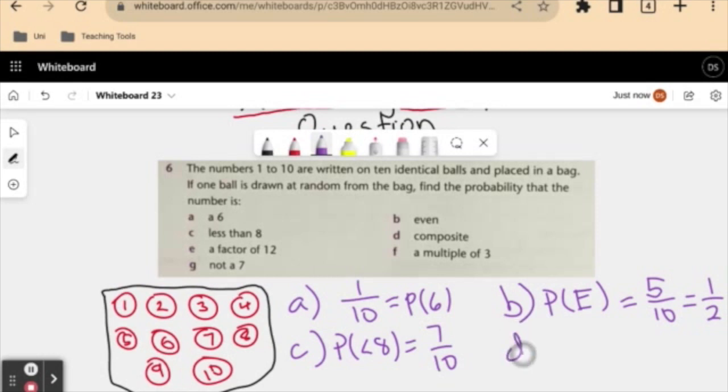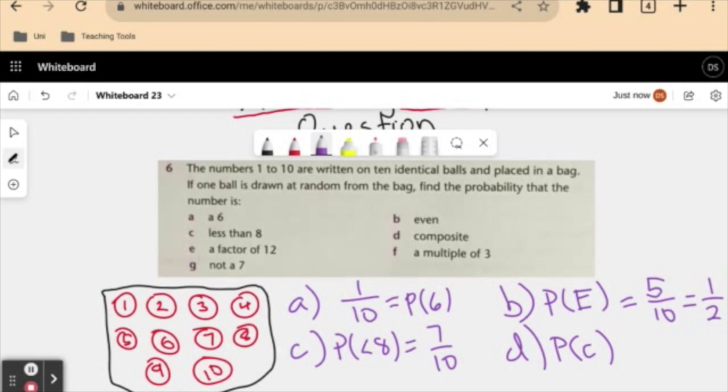Okay, we'll go to part D, probability that it is composite. So for a bit of revision, these composite numbers are composed of 2 smaller numbers, not including the number itself with 1.